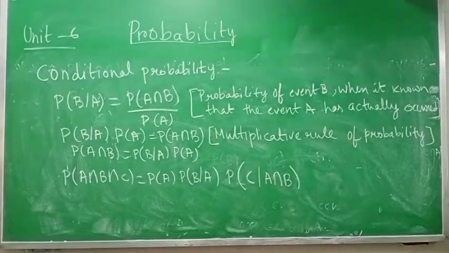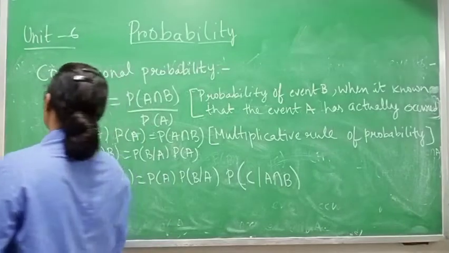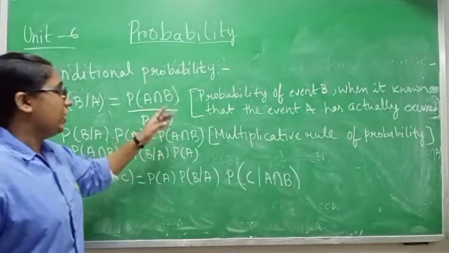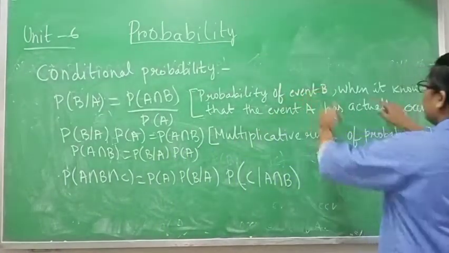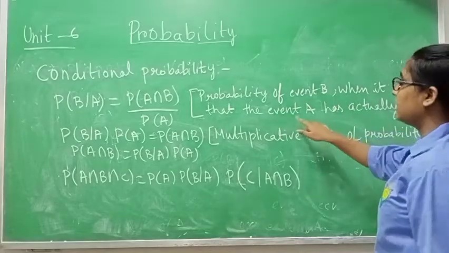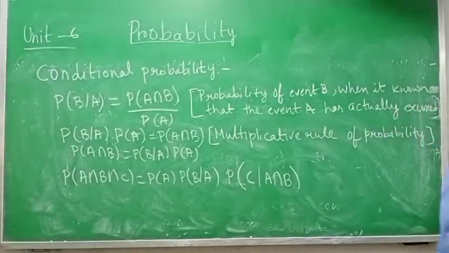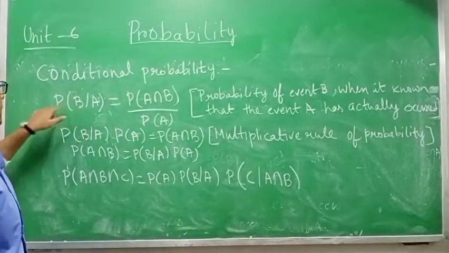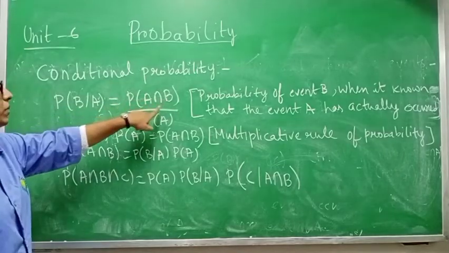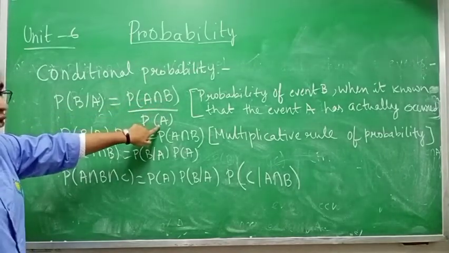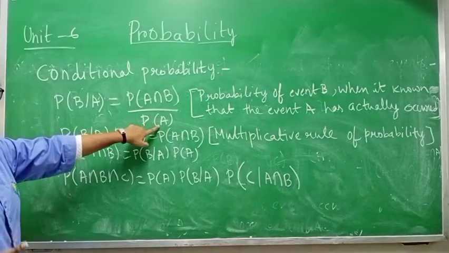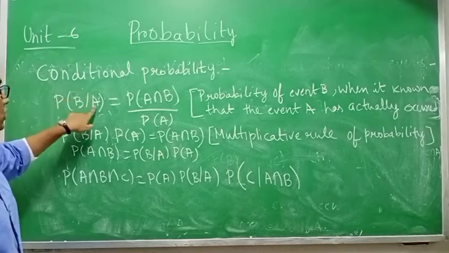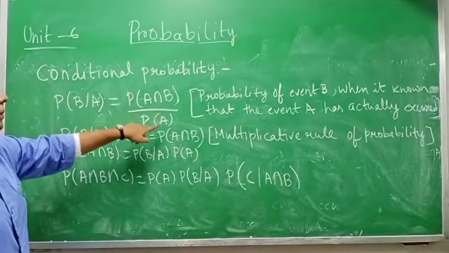Now class 12, conditional probability. P(B by A), probability of B given A, equals P(A intersection B) by P(A). It means the probability of event B, when it is known that the event A has actually occurred, meaning A has already completed, now B has to start. So at that time, P(B by A) equals P(A intersection B) by P(A), meaning A has already occurred, now it is the turn for B to occur. That is the formula: P(B by A) equals P(A intersection B) by P(A).